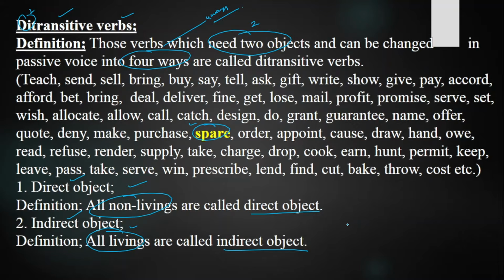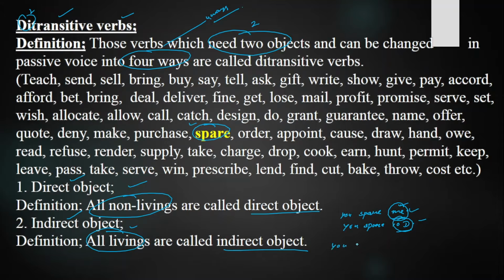Ditransitive verbs need two objects to complete their meaning. If you leave out one of the objects, the meaning won't be clear and understandable. For example, I say, you spare me. Now, you spare me what? For that, the second object is necessary. Or if I say, you spare $10. Now, to whom did you spare $10? So for that, you need to bring the direct and indirect objects together.